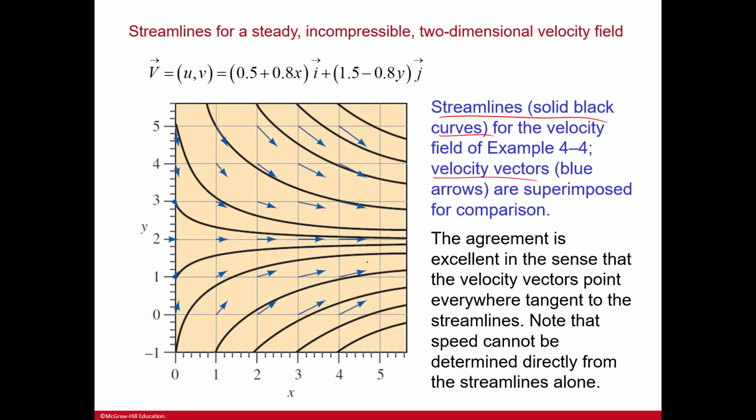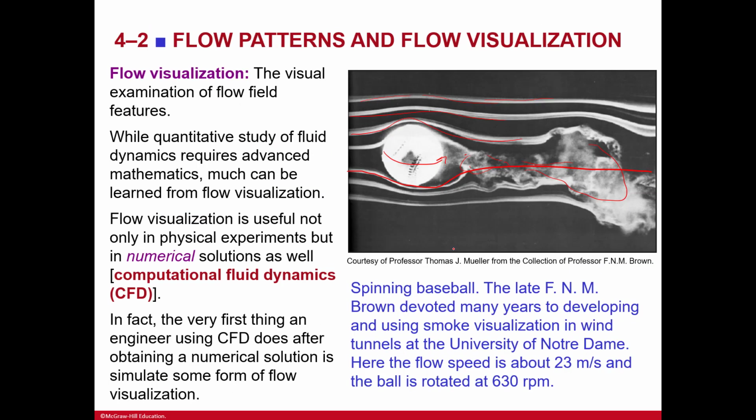And so here, this is a really good note. I'll read the whole thing. The agreement is excellent in the sense that the velocity vectors point everywhere tangent to the streamlines. But note that speed cannot be determined directly from the streamlines alone, right? So streamlines, I want you to think of as a path, right? So let's go back to this real one.